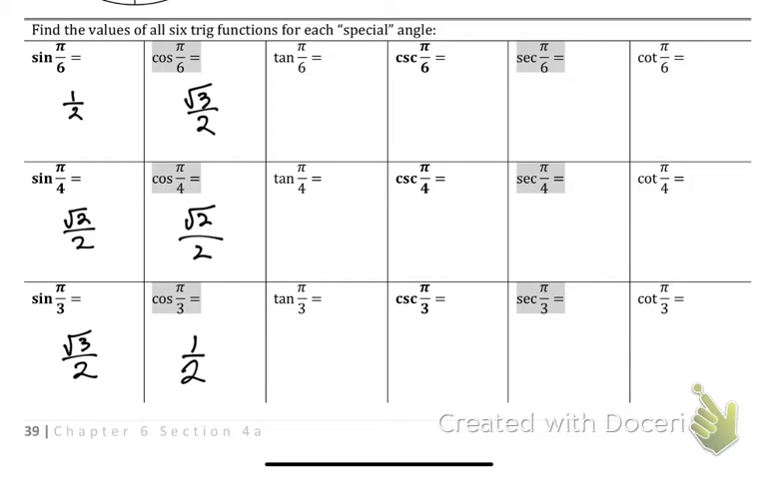Yeah, square root of 2 over 2 should be the easy one. If it's over 4, it's square root of 2 over 2. It's just, is it positive or negative? We know we're in quadrant 1, so it's all positive. Now, the very first thing we're going to do is tangent.